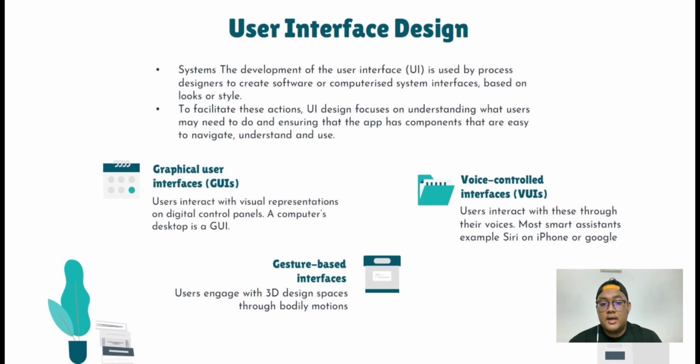User interfaces come in 3 formats. First, graphical user interface. Users interact with visual representation on a digital control panel or computer desktop in a graphical user interface. Second, voice control interface. Users interact with this through their voice, as in most smart assistants, for example Siri on iPhone or Google. Third, gesture-based interface. Users engage with 3D design space through bodily motion.